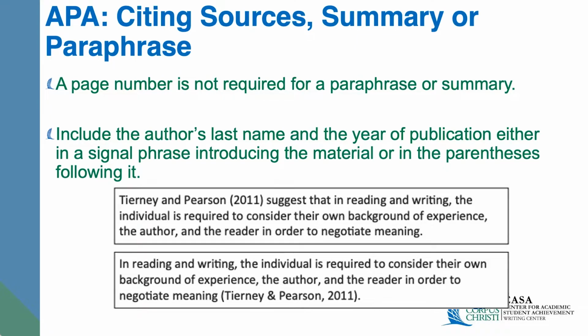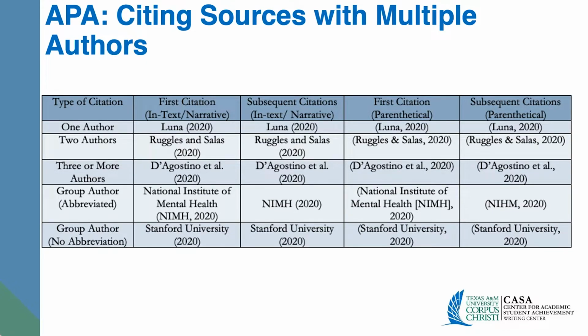Keep these things in mind. When you're citing a source with multiple authors, you want to make sure that you're doing it correctly, so we have created this handy chart for you. When you are citing one author multiple times, it's always just going to be the author's last name and the year. As you can see, in text and narrative, doesn't change.